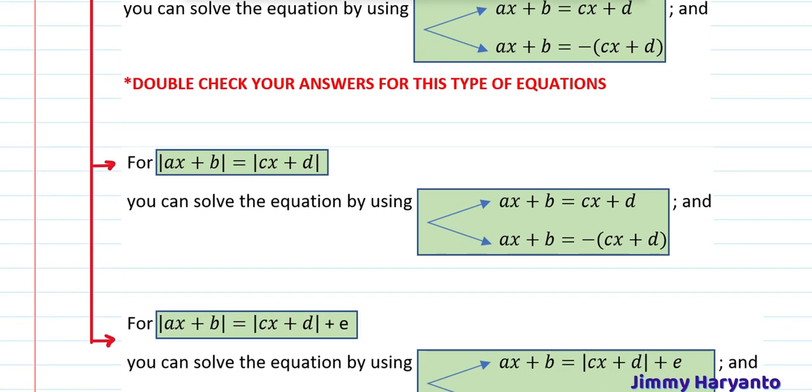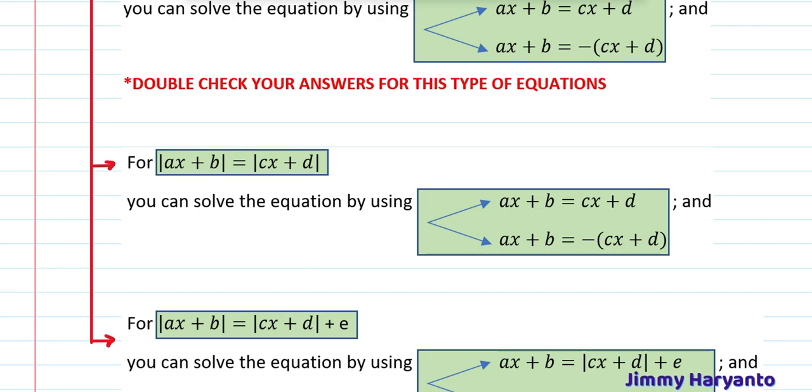For the third type, there will be a modulus function on the left hand side and a modulus function on the right hand side. For this one it's still the same. You have to split it into two parts. The first one is positive and the next one will be negative.